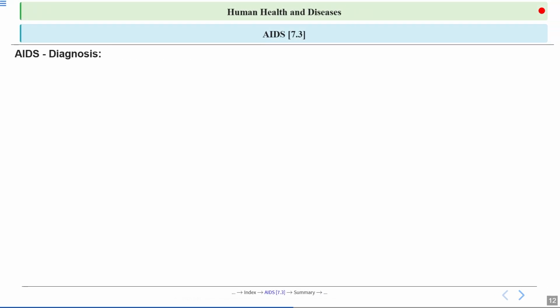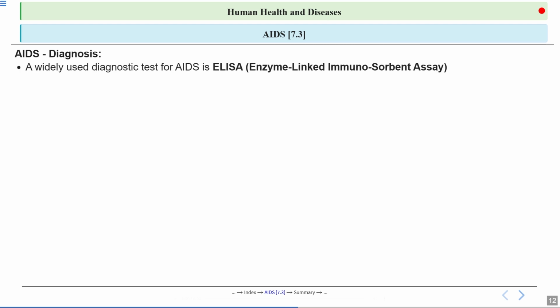Okay, let's talk about the diagnosis of AIDS. One of the most common tests used to diagnose AIDS is called ELISA, which stands for Enzyme Linked Immunosorbent Assay. This test is widely used because it's sensitive and can screen a large number of samples efficiently. Now let's move on to the treatment.